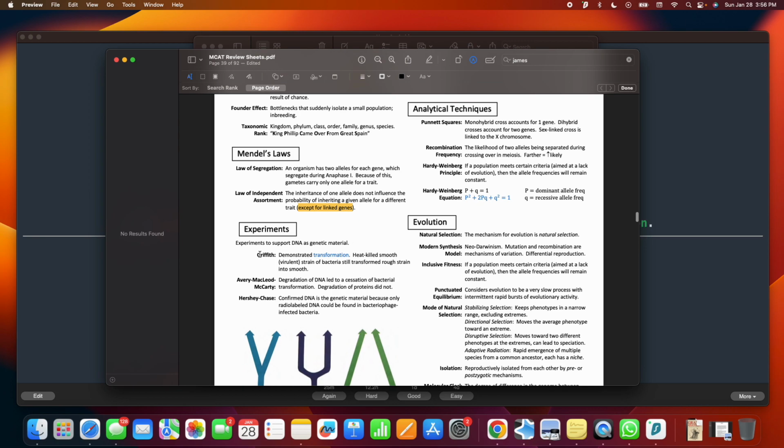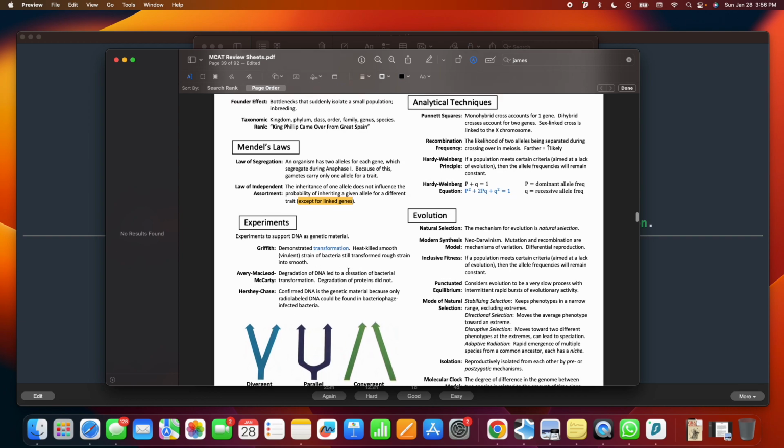Now let's go to the experiments to support DNA as genetic material. We have the Griffith experiment, which demonstrated transformation. I think this was also in the first chapter, interestingly. Heat-killed smooth virulent strain of bacteria still transformed rough strain into smooth. I have a screenshot of this in the transformation slide on the Anki deck, and I can share that with you later.